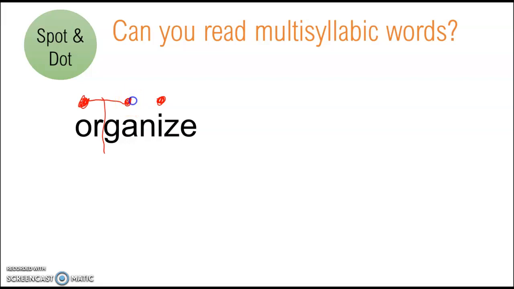My next partitioning line is going to go after the A and before the N. Now this one is a little bit trickier because here the A is the schwa. So you're hearing the sound, orga, and then we have nice, organize. Let's try another word.